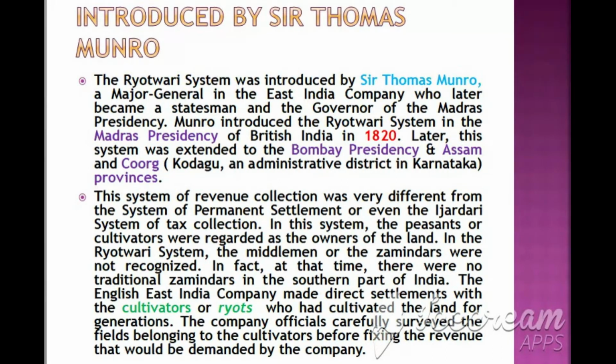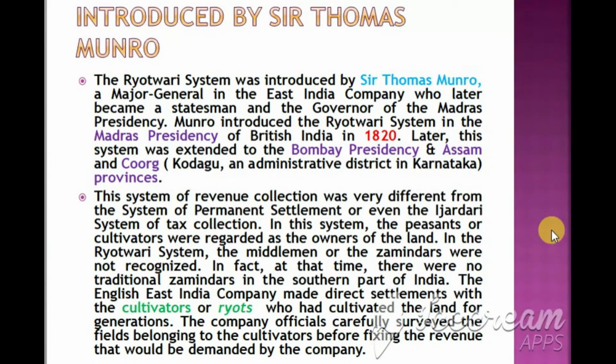This system of revenue collection was very different from the system of permanent settlement or even the Ijardari system of tax collection. In this system, the peasants or cultivators were regarded as the owners of the land. In the Ryotwari system, the middlemen or the zamindars were not recognized. In fact, at that time, there were no traditional zamindars in the southern part of India. The English East India Company made direct settlements with the cultivators or ryots who had cultivated the land for generations.